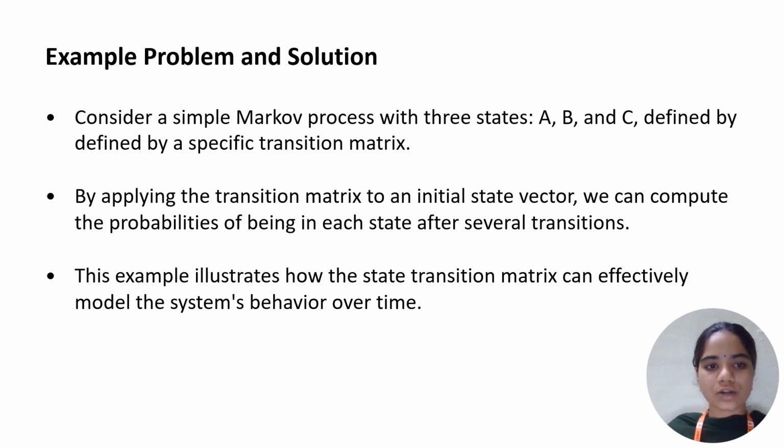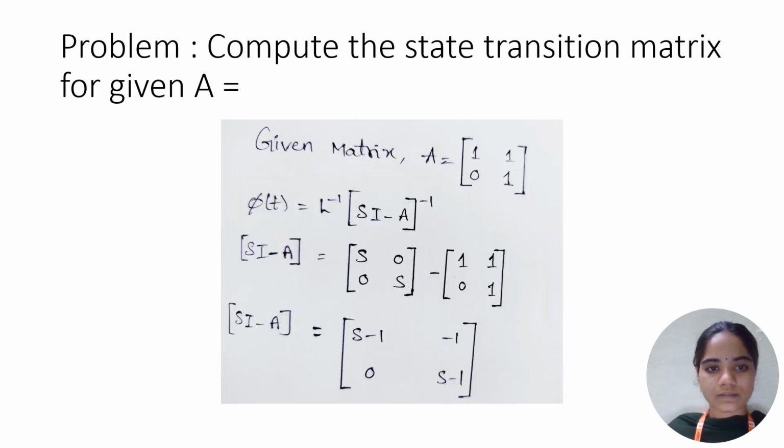Example problem and solution. Consider a simple Markov process with the three states A, B, and C defined by a specific transition matrix. By applying the transition matrix to an initial state vector, we can compute the probabilities of being in each state after several transitions. This example illustrates how the state transition matrix can effectively model the system's behavior over time.